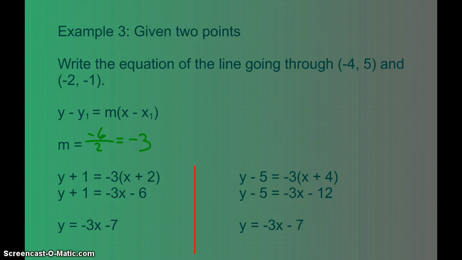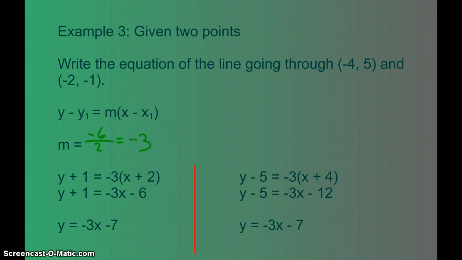But if you look at the work, on the first problem on the left side, I used the point -2, -1, and plugged in y plus 1 equals -3 times x plus 2. And guess what? From there, everything's the same. I distribute, and I move over. That will always be how we solve those problems. And we end up with y equals -3x minus 7.